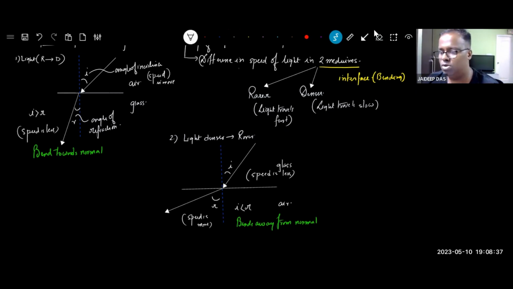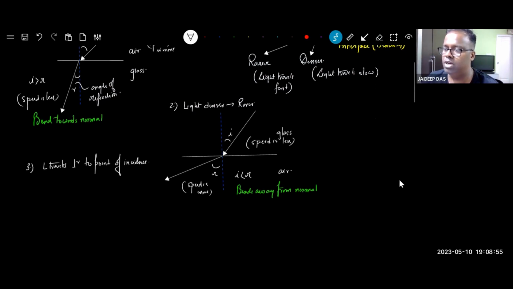And we also saw a third option, that light travels perpendicular to the point of incidence. In that case, you will find no deviation. In such a scenario, angle I will be equal to angle R, and both will be equal to 90 degrees.